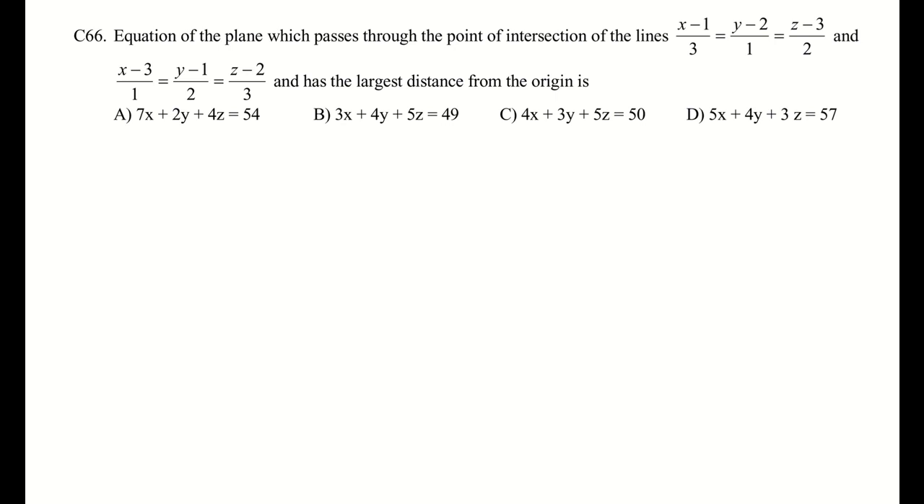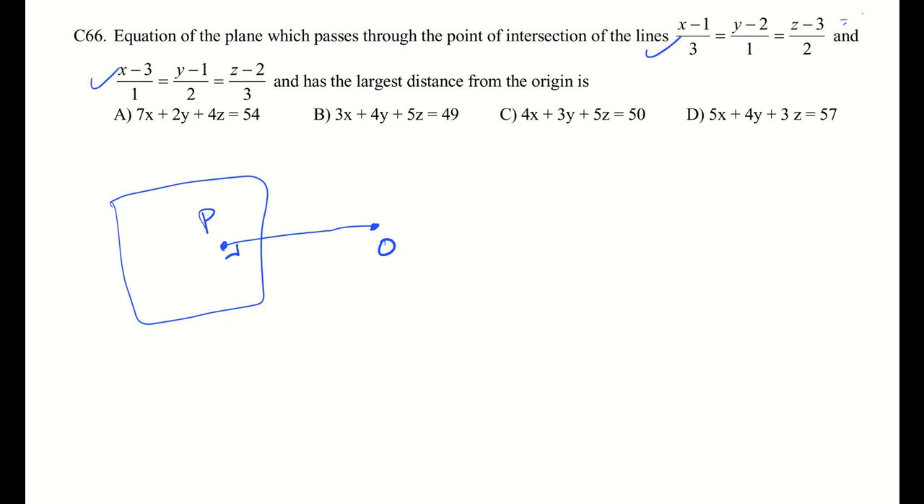Okay, in this problem, it's obvious that the required plane is such that if it is far from the origin, then OP is normal to the plane, where P is nothing but the point of intersection of the given lines. So let's first find P, which is the point of intersection of the given lines.